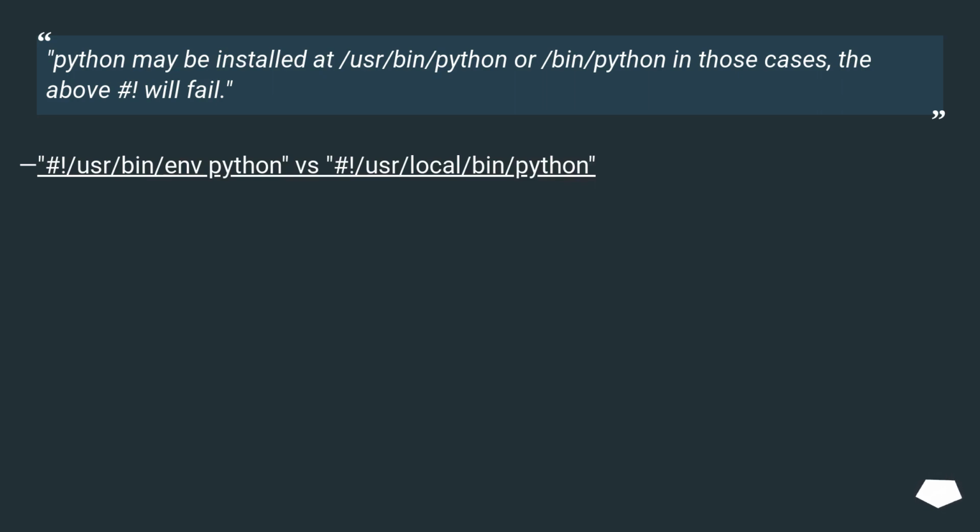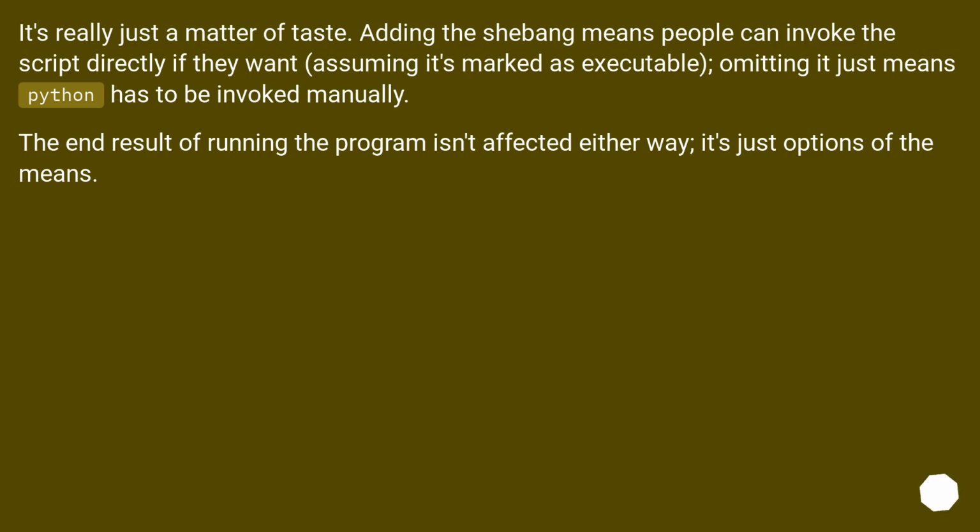#!/usr/bin/env python versus a direct path. It's really just a matter of taste. Adding the shebang means people can invoke the script directly if they want, assuming it's marked as executable. Omitting it just means Python has to be invoked manually. The end result of running the program isn't affected either way, it's just options of the means.